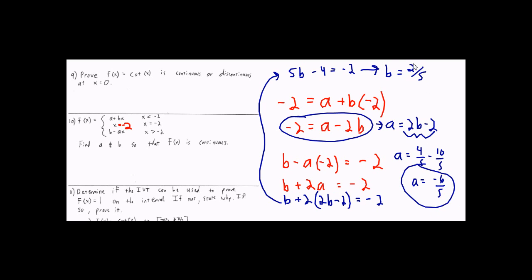And if a is this number, negative 6/5, and b is this number, 2/5, then this thing is continuous because the top part will approach negative 2 as x approaches negative 2, and the left side will approach negative 2 as x approaches negative 2. The right side too. Okay. So, nothing crazy there, just pretty much you're setting pieces equal to each other.